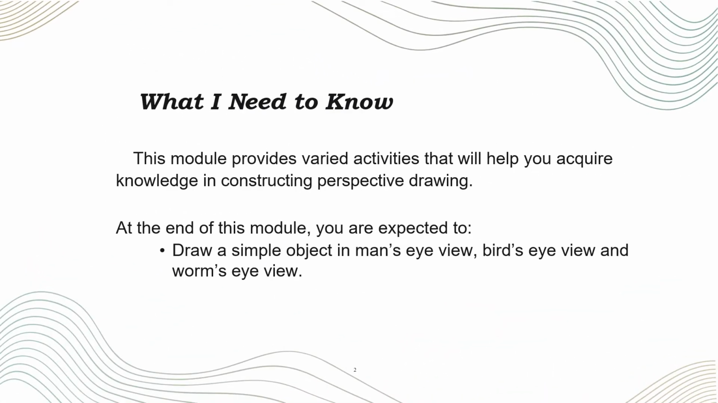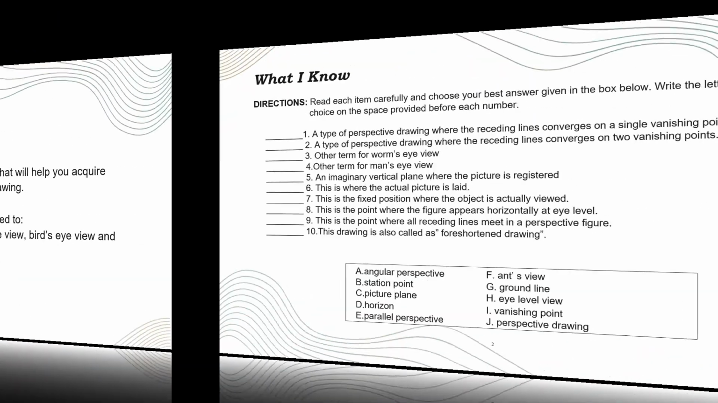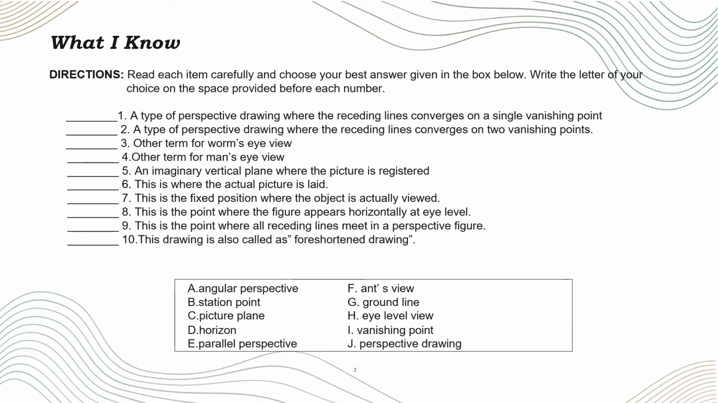What you need to know. This module provides varied activities that will help you acquire knowledge in constructing perspective drawing. At the end of this module, you are expected to draw. What I know. This part includes an activity that aims to check what you already know about the lesson. For the directions, read each item carefully and choose.